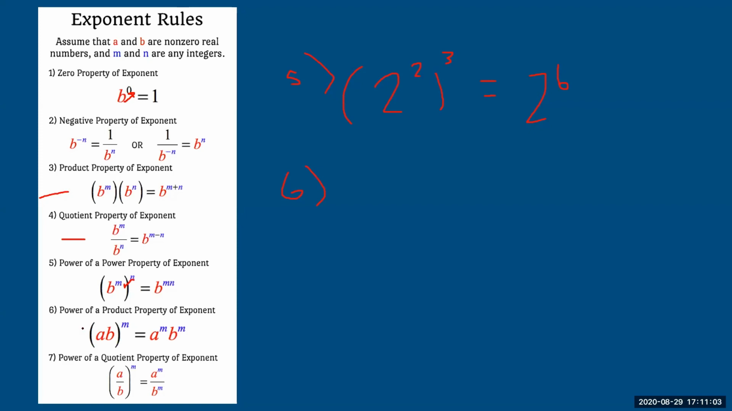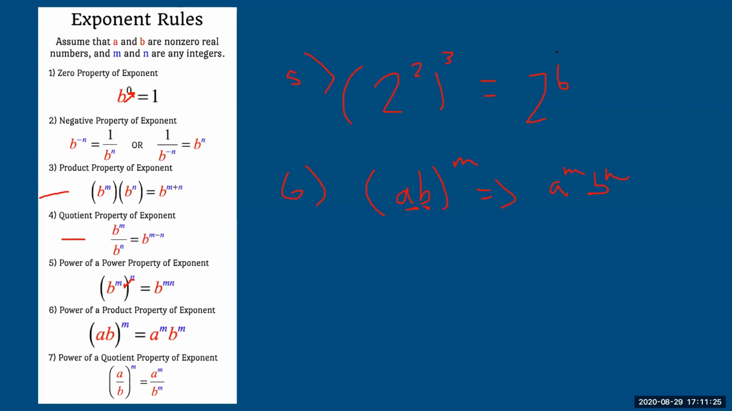All right. Power of a product property of exponents. Oh yeah, no, I know this rule. Okay, so you can basically distribute the exponent out between two different bases, if they're multiplied together and the entire thing is multiplied. So this is just a to the m, b to the m.